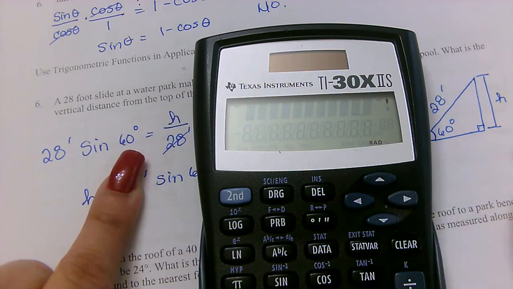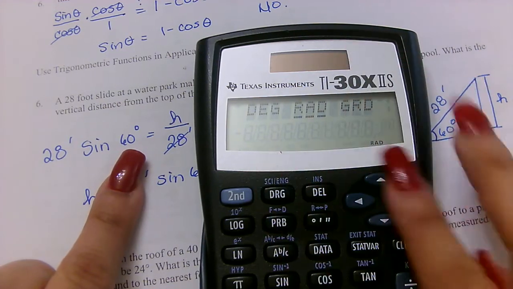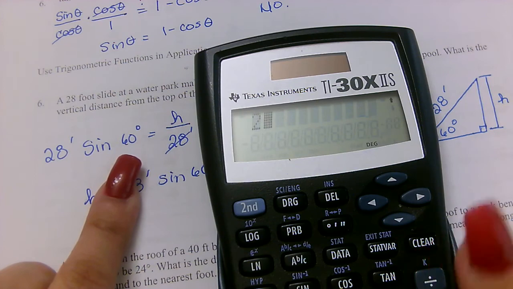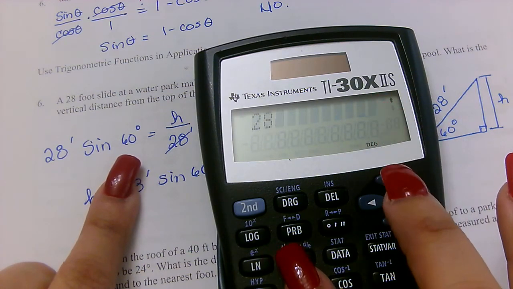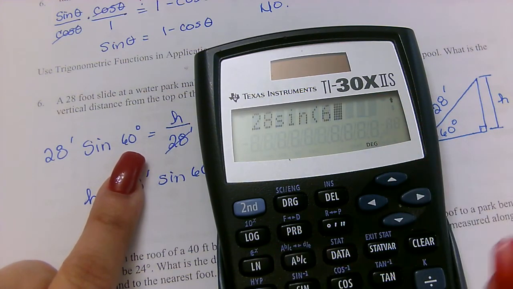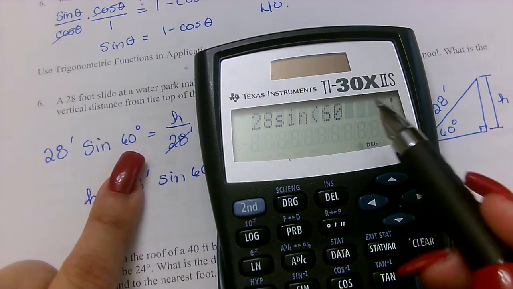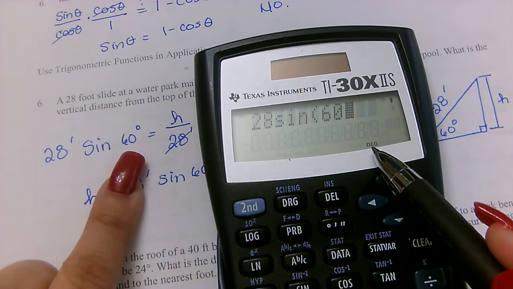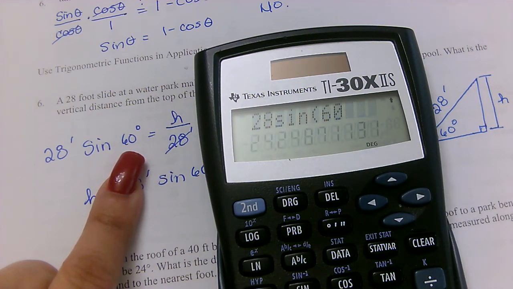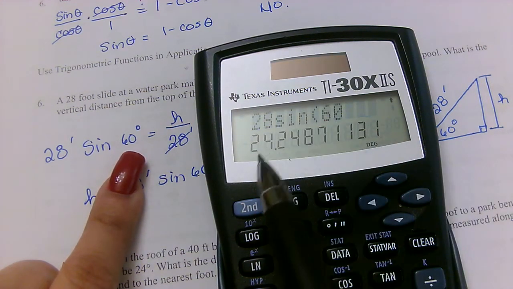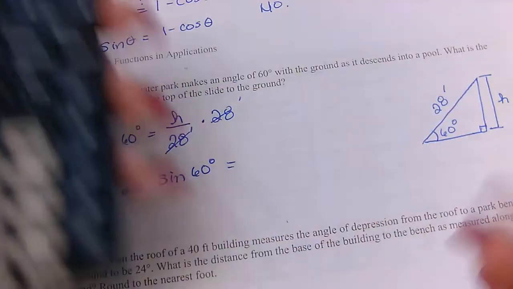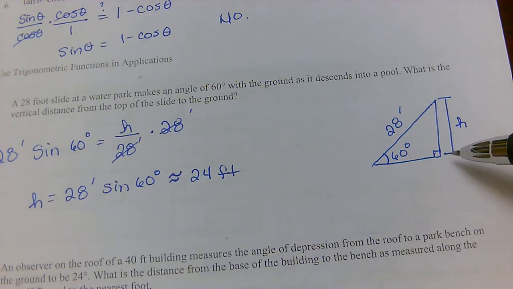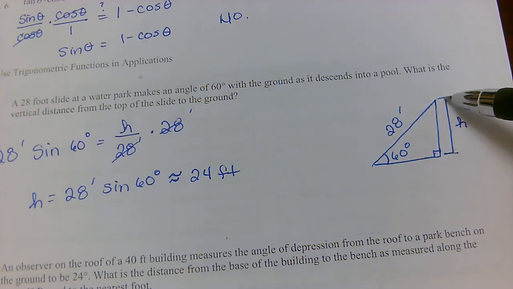This is in radians. This is one way to get this wrong, if you don't check your mode every time. So we're going to go ahead and go to degrees, and I'm going to put 28, and then sine of 60 degrees. You don't have to put the little degree sign, but if you're in radian, you would, and you would get the correct answer. Okay, so this is approximately 24 feet. We're going to only round to the nearest foot. So 24 feet is the distance from the ground to the top of the slide.